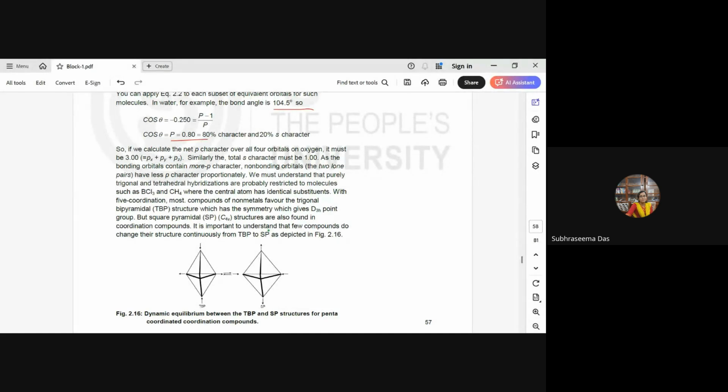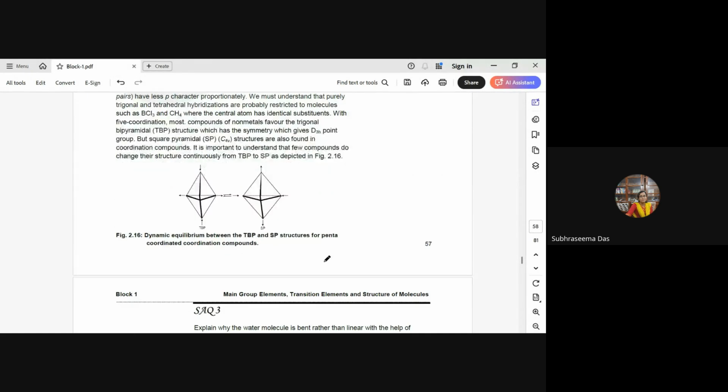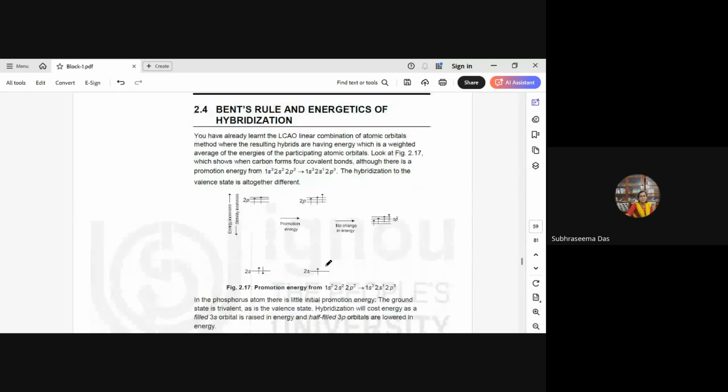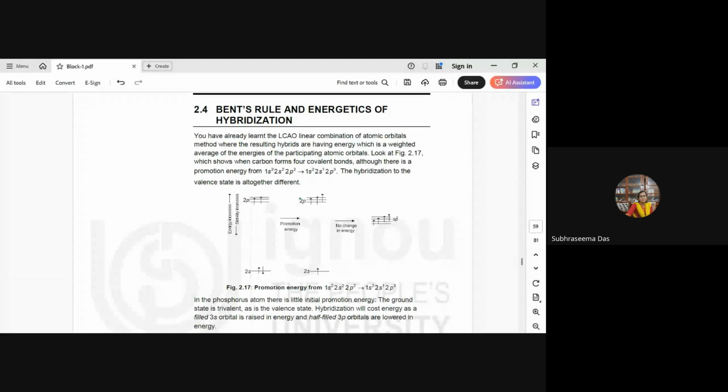So this much for today. In tomorrow's class, we will talk about Bent's rule and the energetics of hybridization. So this much for today.